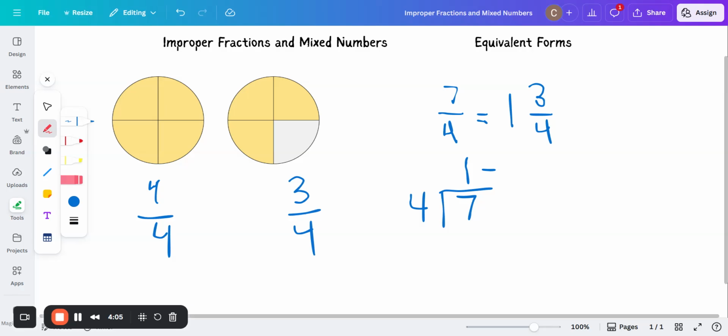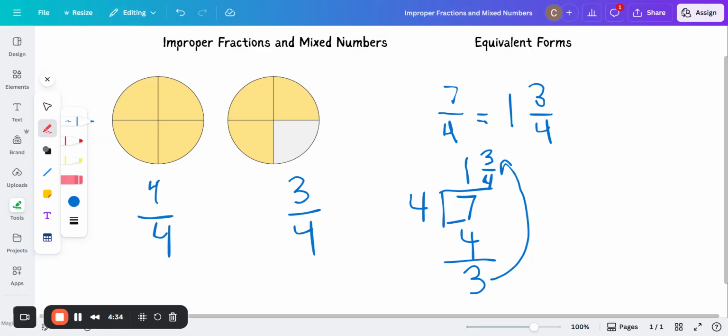Now, your denominator always stays the same. So if I see my denominator is 4, go ahead and put your 4 in there right away. So that way, that'll help you not to get mixed up on what to put for your numerator. So then you go ahead and keep going with your division. So 1 times 4 is 4, and you're going to subtract, and your remainder is going to go up here for your numerator. And so you can see how you get the 1 and 3/4 by going through your long division process.